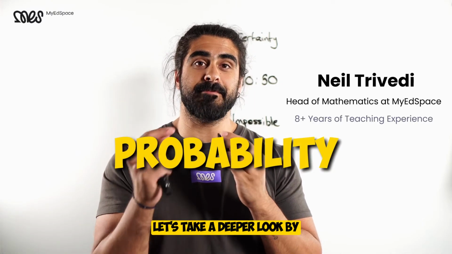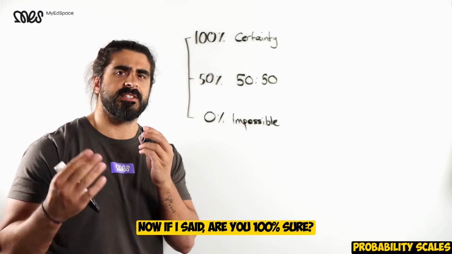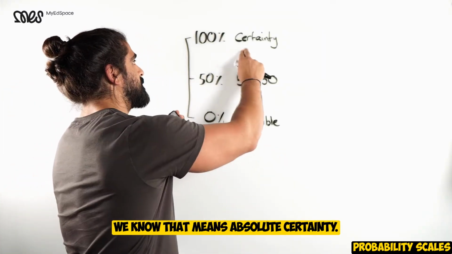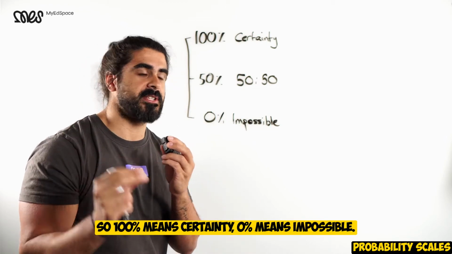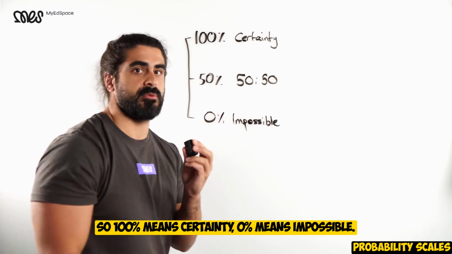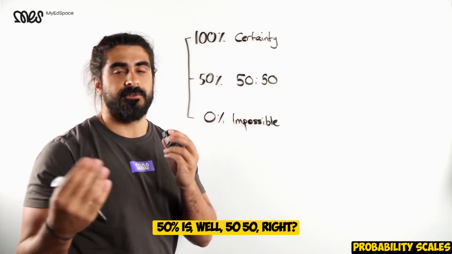Probability. Let's take a deeper look by first looking at probability scales. Now, if I said, are you 100% sure? We know that means absolute certainty. So 100% means certainty. 0% means impossible. There's no chance it can happen. 50% is, well, 50-50, right?